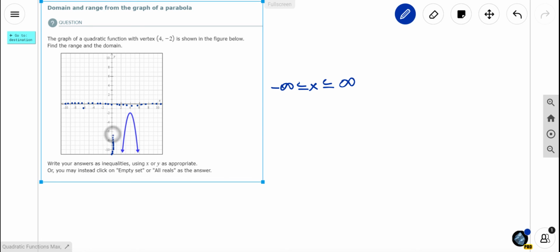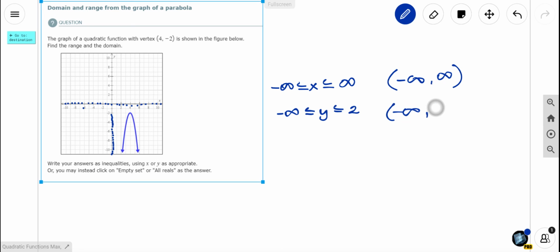We always come up, and it only reaches up to 2, and then it stops. So Y is from negative infinity less than or equal to Y less than or equal to 2. Okay, these are my favorite to do. If you were doing these in interval notation, it would be negative infinity, positive infinity, and for Y it would be negative infinity, and then bracket 2, because it can be equal to 2. And infinity always gets parentheses.